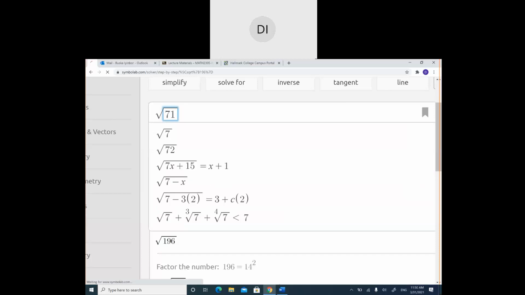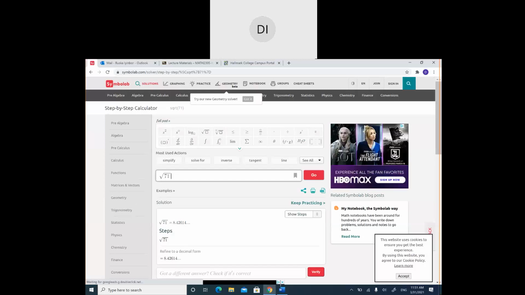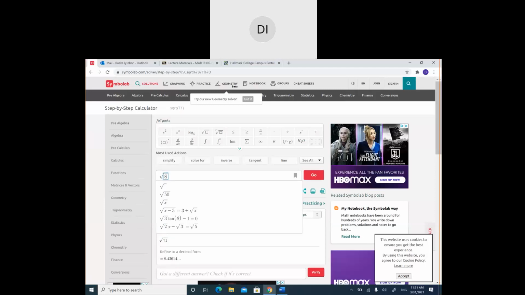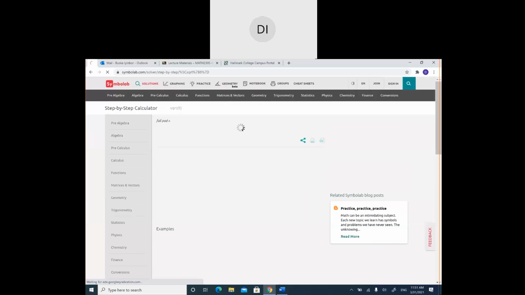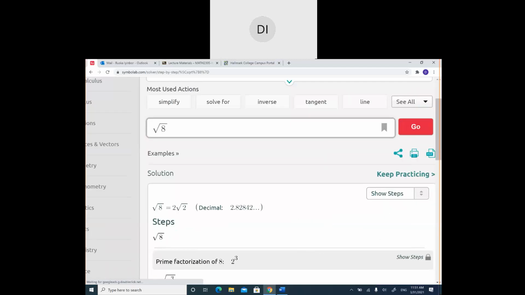If I have square root of 71, the square root of 71 is 8 point something, so obviously it's not a perfect square. And again, if I do square root of 8, let's see if it simplifies. If you can take something out of the square root, see, it's 2 square root of 2.